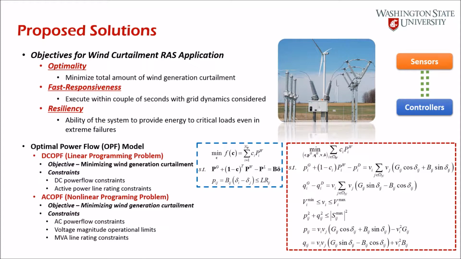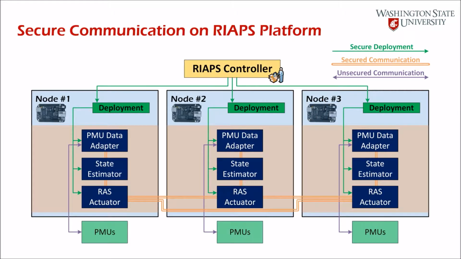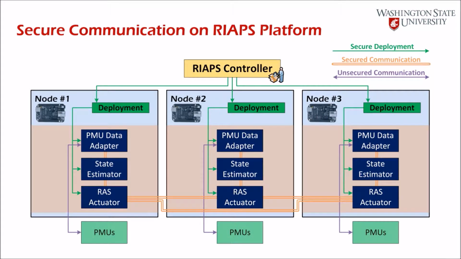In the field, we have sensors and controllers installed to achieve the RAS functionality. Now the problem is, how do we secure the communication between the sensors and the controllers? In our implementation, we leverage an application platform called Resilient Information Architecture Platform for Smart Grid, or RIAPS. This is a platform designed for secure communication on smart grid applications.